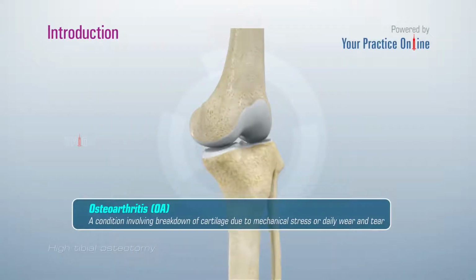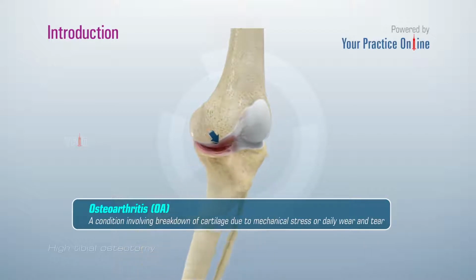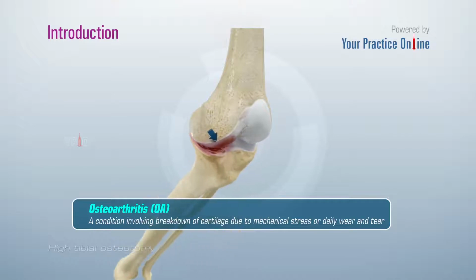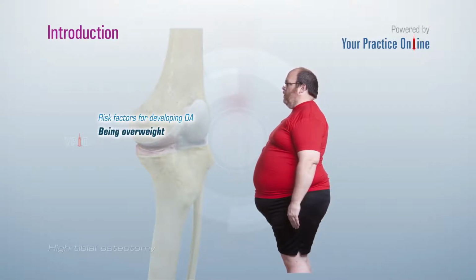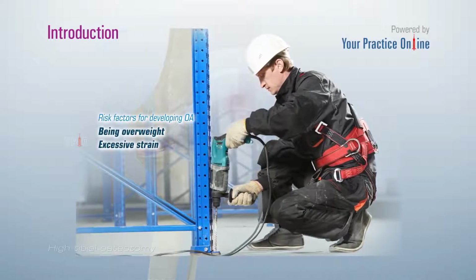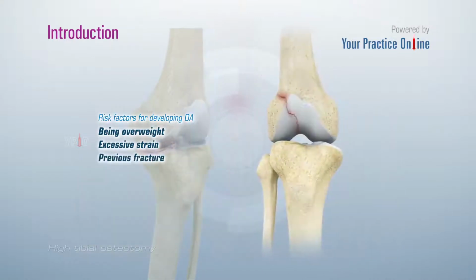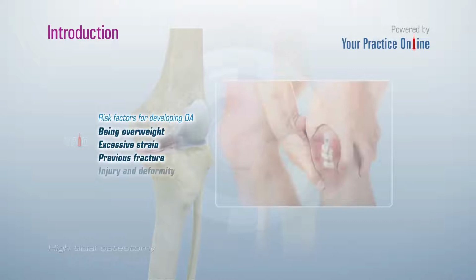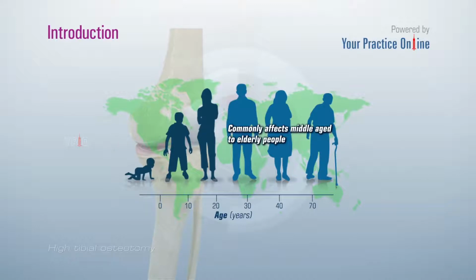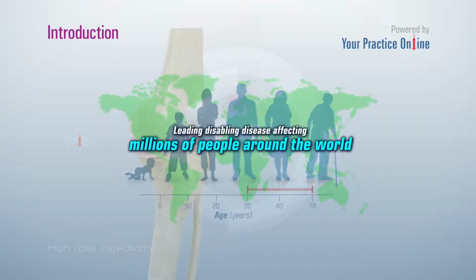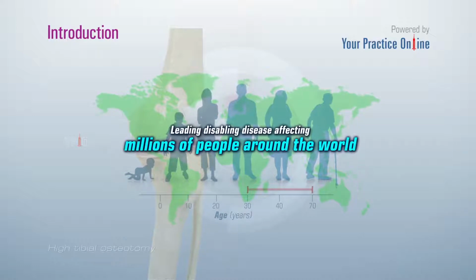Osteoarthritis. Osteoarthritis, OA, is a condition involving breakdown of cartilage due to mechanical stress or daily wear and tear. Risk factors for developing osteoarthritis include being overweight, excessive strain over prolonged periods of time, previous fracture or any joint diseases, injury, and deformity. OA is a slowly progressive degenerative joint disease that commonly affects middle-aged to elderly people and is rated as a leading disabling disease affecting millions of people around the world.